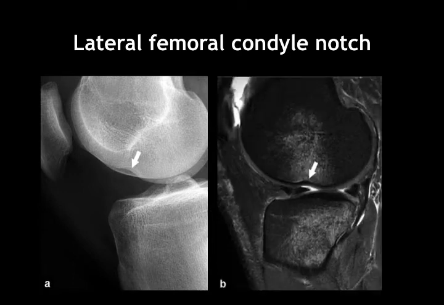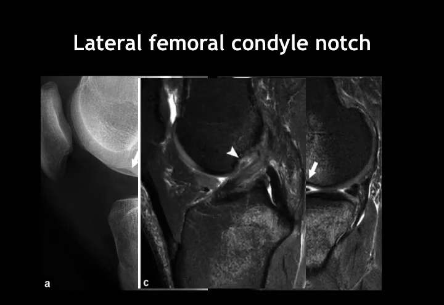And in MRI we can see the marrow edema at the lateral femoral condylar notch, and the same case had full thickness tear of the anterior cruciate ligament. So this sign is the indirect evidence of the presence of ACL injury.